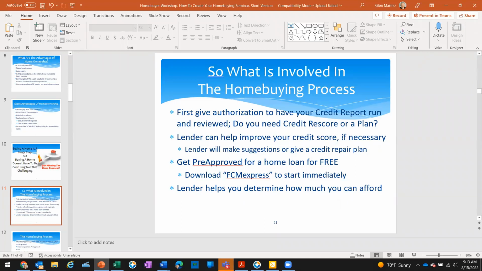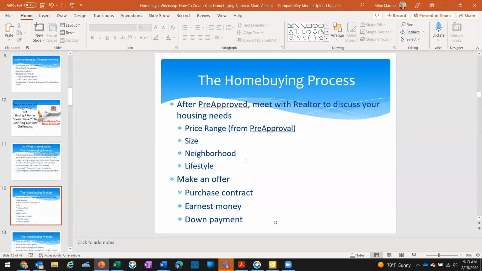The lender can help improve the credit score. They can make suggestions and even print out a credit repair plan. Once you have your credit score, you have the minimum credit score to qualify, get pre-approved for free. You can download what's called our FCM Express app and get started immediately. The lender can help determine how much you can afford, based on your income. What does your income afford?